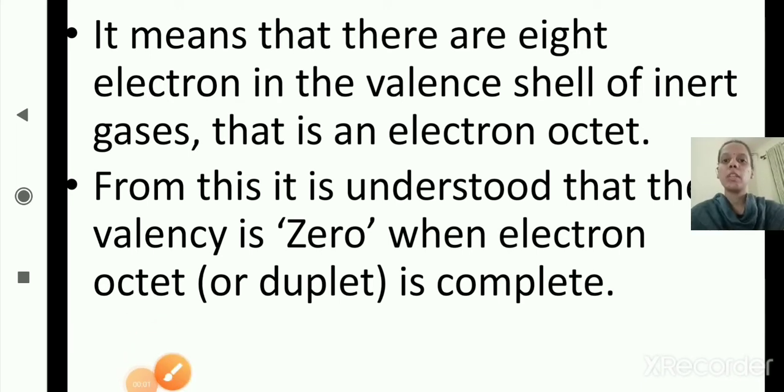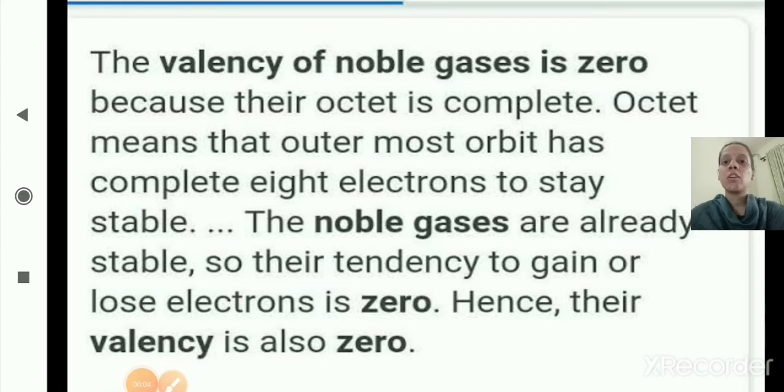Now we will move to the next. The valency of noble gases is 0. Just now we have seen the noble gases or inert gases, argon, neon and helium. They have 0 valency. Why? Because their octet is complete. Octet means that in the outermost shell there are 8 electrons. So these gases, their octet is complete, and the noble gases are already stable, so their tendency to gain or lose electrons is 0. Hence their valency is also 0.